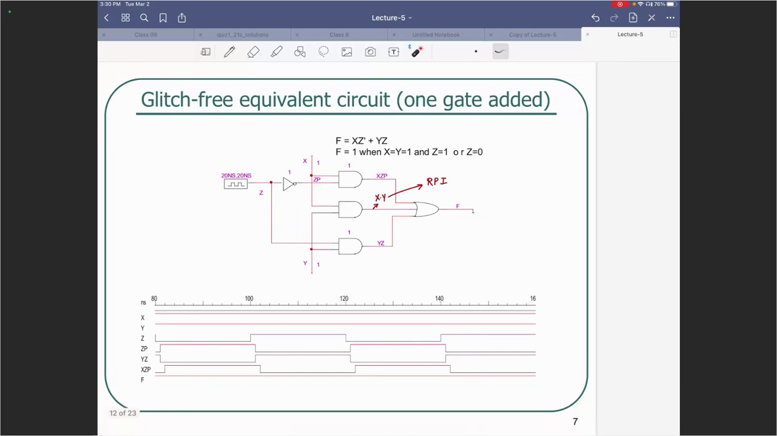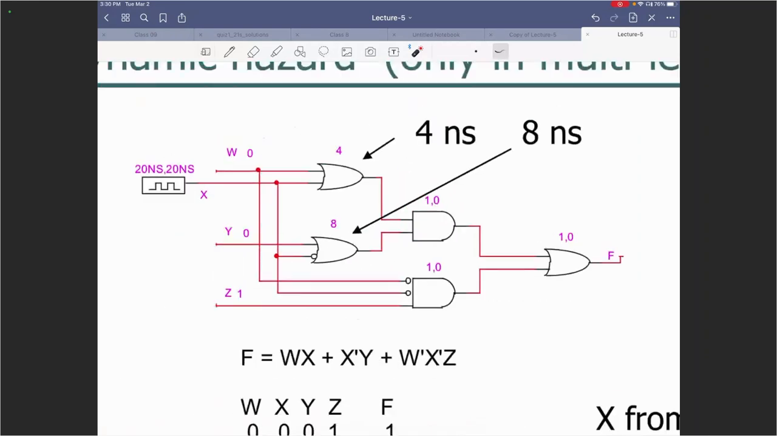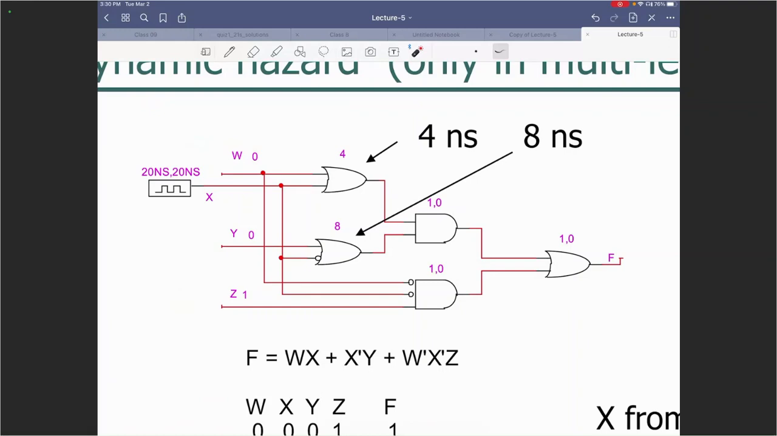Dynamic hazard. We will only be looking at an example. We will not be fixing it. This happens in multi-level circuits. How many levels do you see over here? How many levels? Ignore the knots. How many levels do you see in this circuit? 3 levels, right? There are 3 levels in this circuit. So here, here, and here. You could actually put this gate in the first level. That doesn't really matter though. There are 3 levels in this circuit.